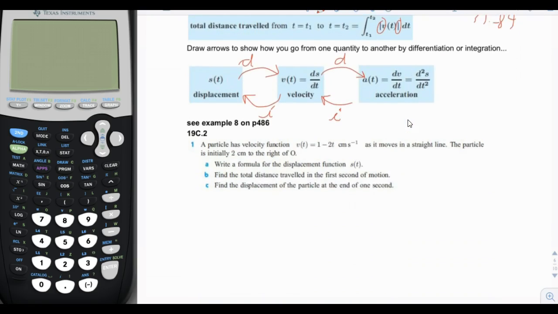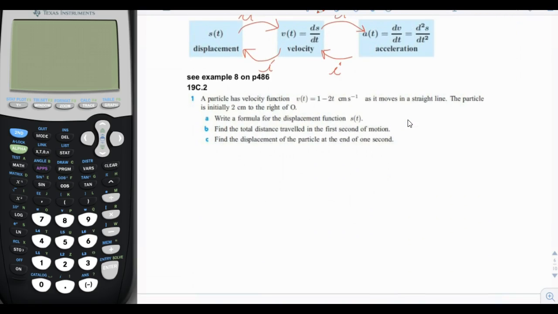Okay. So 19C2. A particle has a velocity function v equals 1 minus 2t as it moves in a straight line. The particle is initially 2 centimeters to the right of O. Write a formula for the displacement function. Now, remember, to get the displacement function from the velocity function, we integrate. So we're going to take the integral of this velocity function, 1 minus 2t, to find the displacement function.